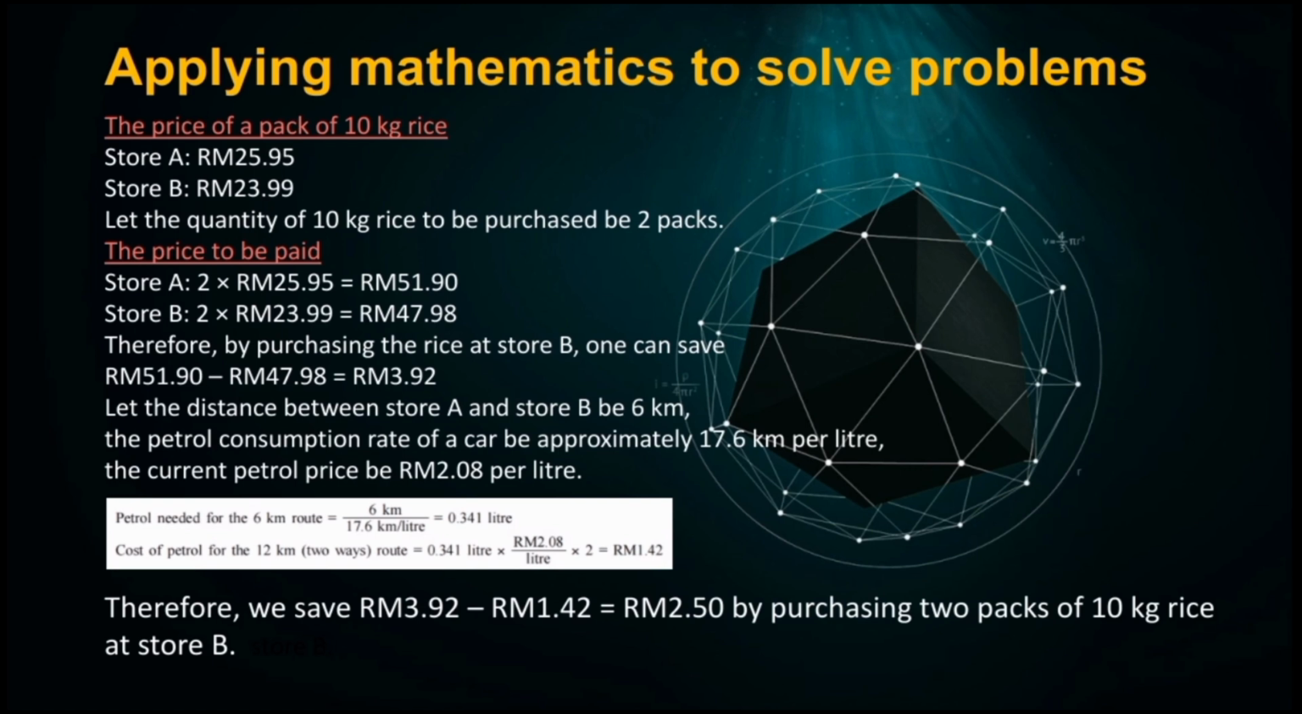Let the distance between store A and store B be 6 km. The petrol consumption rate of the car be approximately 17.6 km per liter. The current petrol price be RM 2.08 per liter. Therefore, we save RM 3.92 minus RM 1.42 equals RM 2.50 by purchasing 2 packs of 10 kg rice at store B.